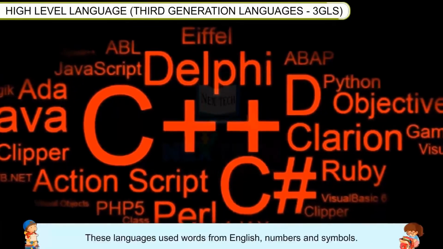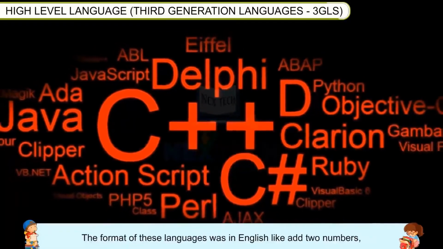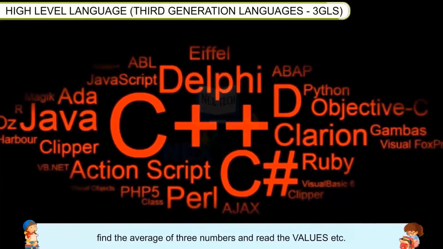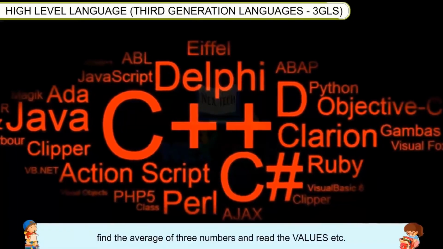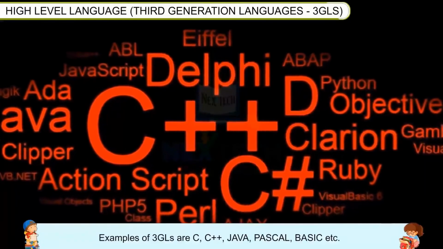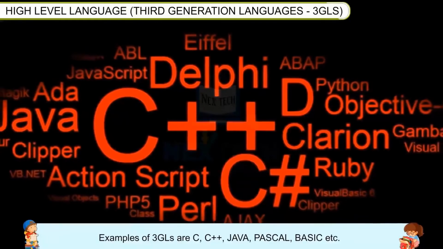These languages used words from English, numbers and symbols. The format of these languages was in English, like add two numbers, find the average of three numbers, and read the values, etc. Examples of 3GLs are C, C++, Java, Pascal, Basic, etc.